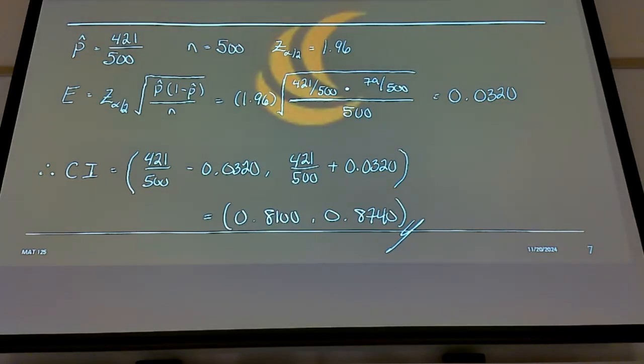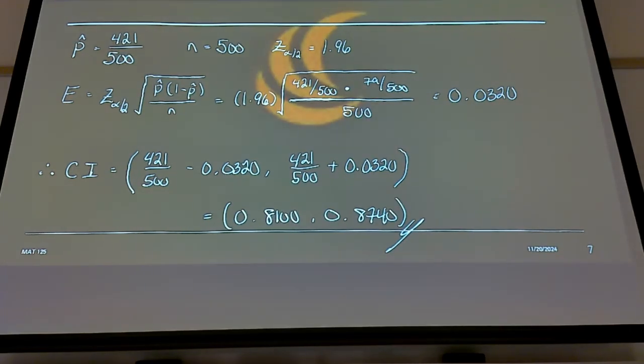Confidence interval 0.8100 to 0.8740. Do you have to do a 4 decimal point answer? That's what I'm going to stick with, because it's proportions. So I'll stick with the 4. What's the interpretation of that confidence interval?